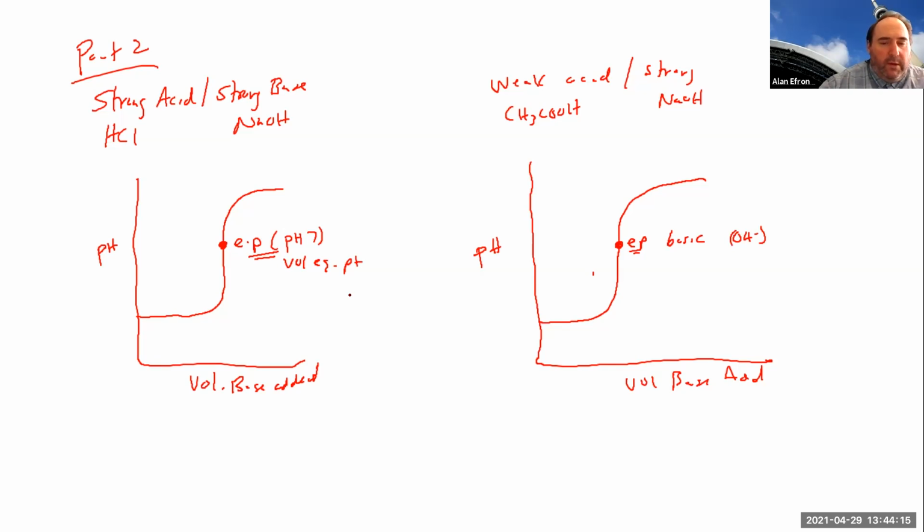So what are we going to be looking for in this titration besides the titration curve? We're going to try to figure out a couple of things in regards to our weak acid. First, we're going to try to figure out the molarity of the weak acid.